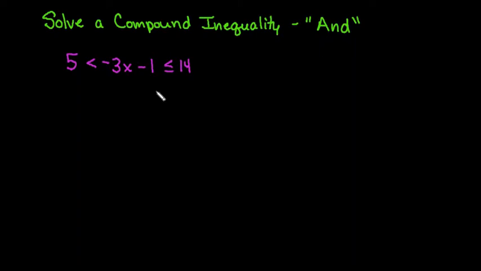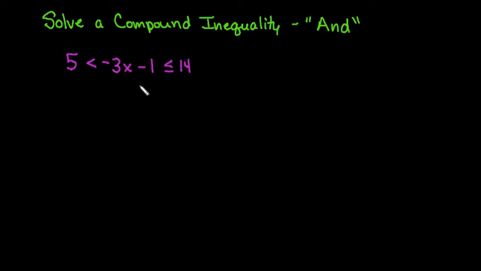So an AND inequality can either be written in this format or it can be separated into two equations with the word AND in between. When you have it in this format, instead of separating it out causes more work, so it's easier just to actually solve it in this manner.